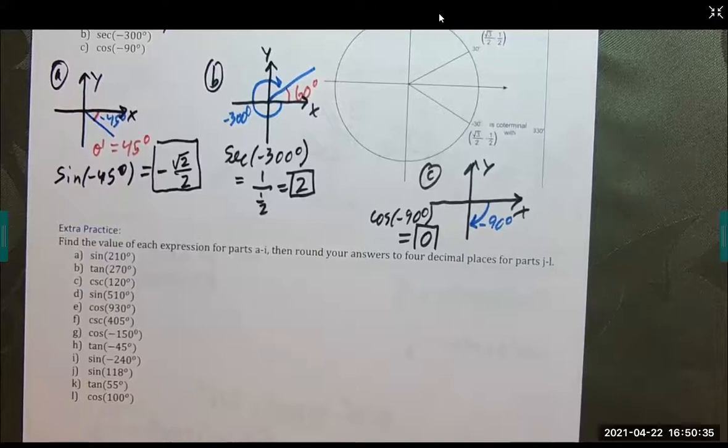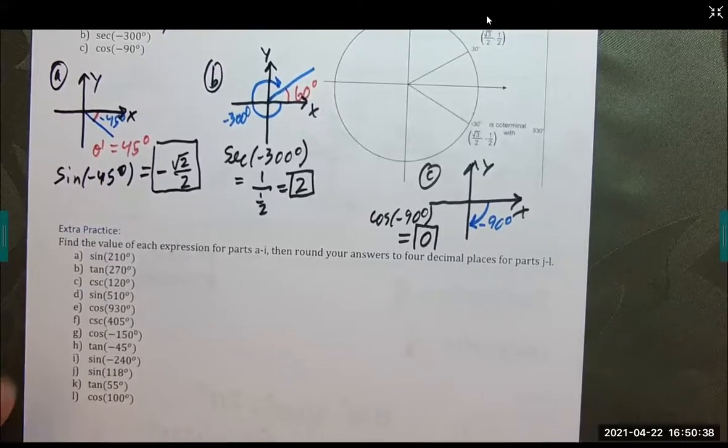Now, I've left you some practice problems to do. I'd rather put too many than not enough. Feel free to do as many of them as you'd like, as long as you feel like you're getting good practice. All right, good luck.